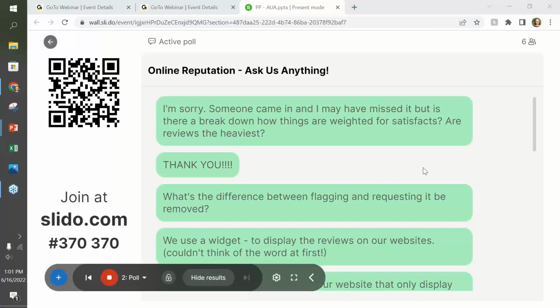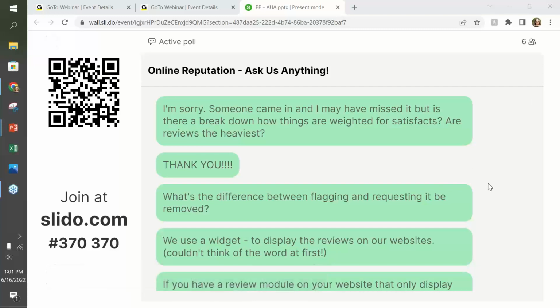I'm going to turn it over to you. Breakdown on how things are weighted for Satisfax. Oh, great question. So Satisfax surveys, there's no weighting on a Satisfax survey. It's all equal weighting. On an apartment ratings review, equal weight to all of the review categories. So your noise, your office, your neighborhood, your maintenance, your grounds, all of those carry the same weight. The only thing that we have that is weighted is our EPIC index.